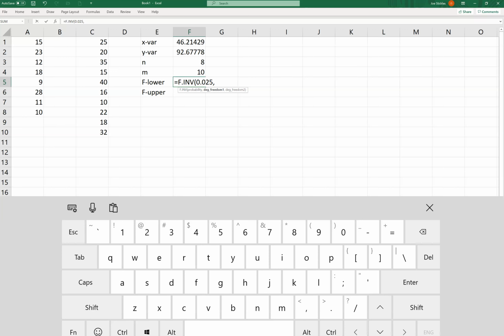Now again, it matters which one you're going to put on top and which one you're going to put on bottom. Okay? I don't really care how you construct the confidence interval as long as you get the right percentiles with the right ratio. So if you're going to do x over y for your statistic, then your degrees of freedom are y comma x. It's reversed. If you're going to do y over x for your statistic, then it's x comma y for your degrees of freedom.